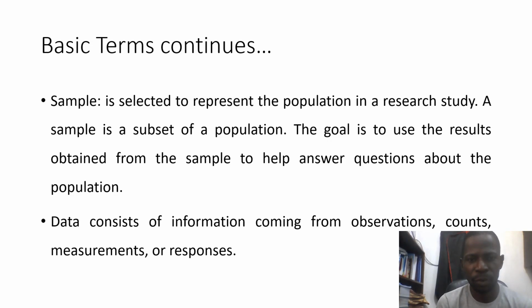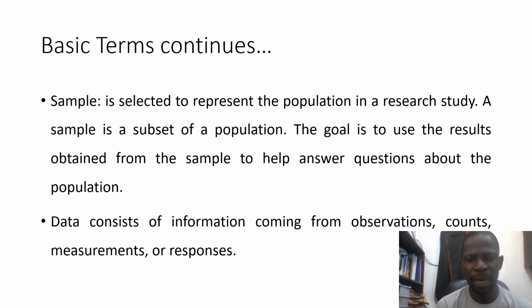That part I'm selecting, what do we refer to it as? As a sample. So a sample is selected to represent the population in a research. A sample is a subset, which is a part of a population. And the goal is to use the result obtained from the sample to help answer questions about a population. Also, such a sample, when it is being studied, can be used to generalize to the entire population.